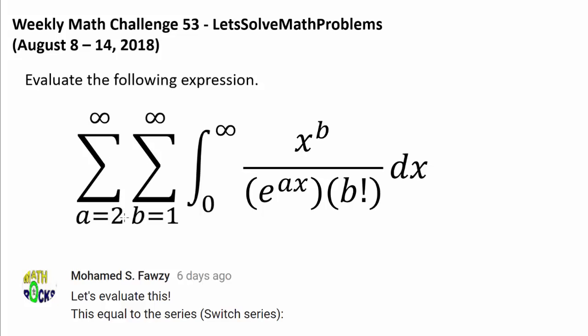Wow. We have this double summation, and we have this improper integral from 0 to infinity, and we have a reasonably complicated expression inside. So how can we simplify this? And as we're about to find out, there are many different ways of approaching this.